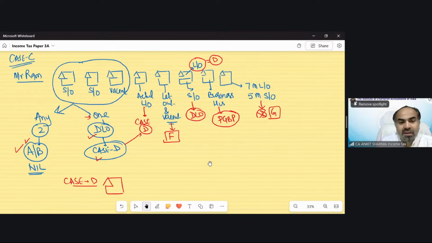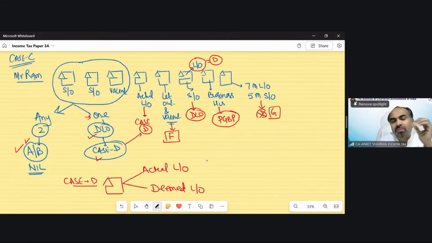Case number D will consist of 2 kinds of properties: if that is actual let out, or if it is deemed let out. So if any property becomes deemed let out, the solution would be as per case number D, or if the property is actual let out, then also case number D applies. But if that is actual let out, then it should be let out for 12 months, that means for the full year.